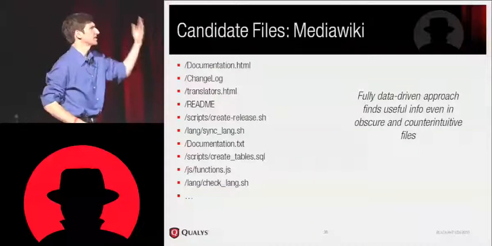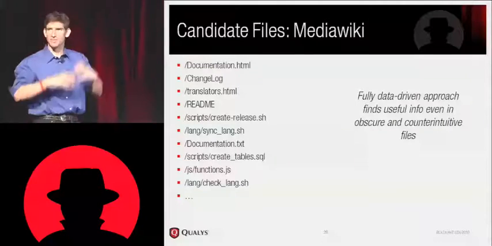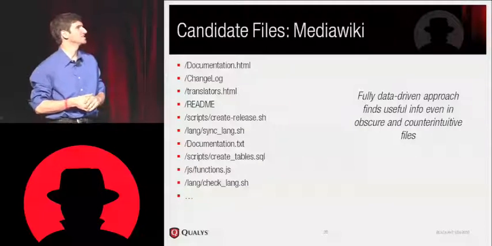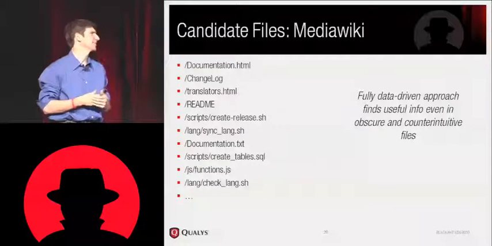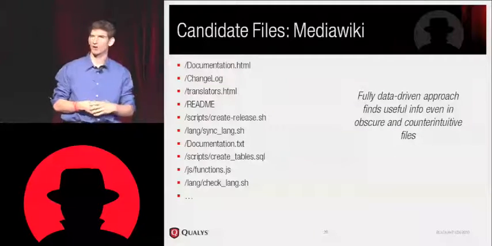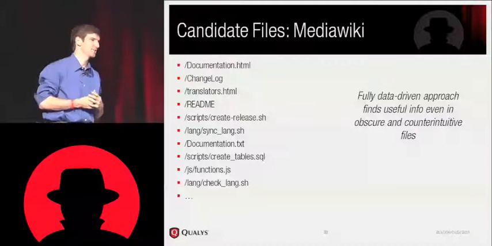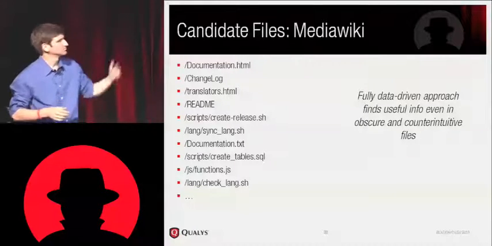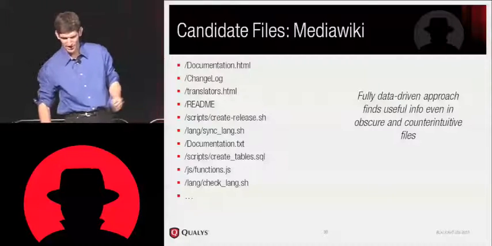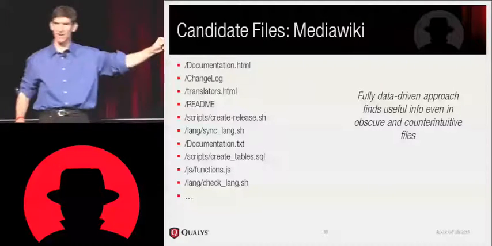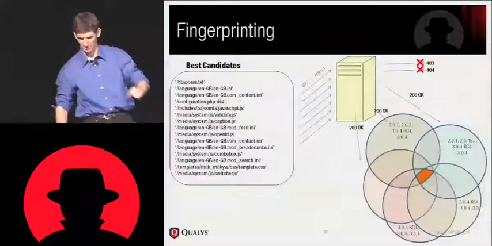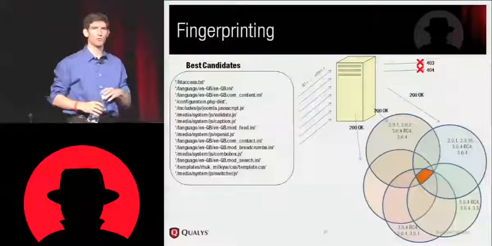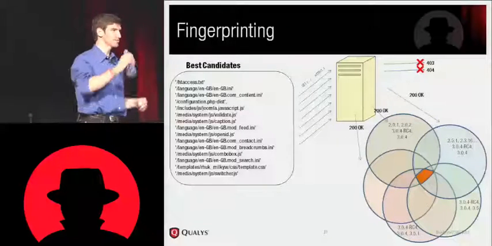MediaWiki, obviously documentation, changelog, the heuristics to pick files automatically surface those, and then some slightly less obvious ones, lang, synclang. I don't know that I would have gone looking for that one early on as a very useful file to fetch, but it popped up there. Some of that stuff. So again, just hammering on that all the data is in the code, none of the data is in the operator or the person compiling the tables. So fingerprinting. We've got these cool data tables, and we know what files we want to request from the remote machine, so we go ahead and request them.